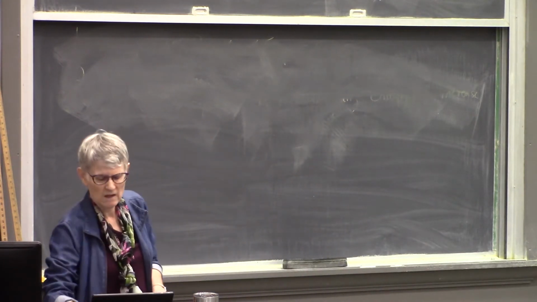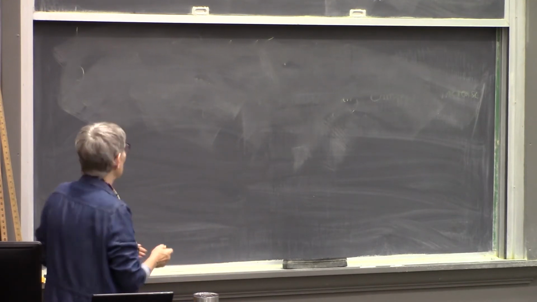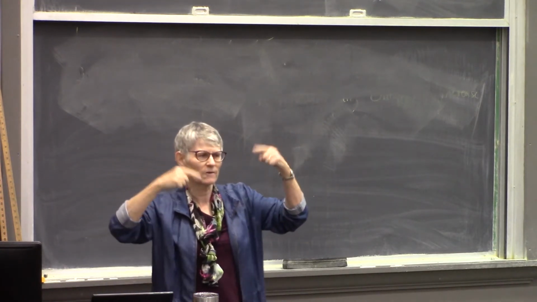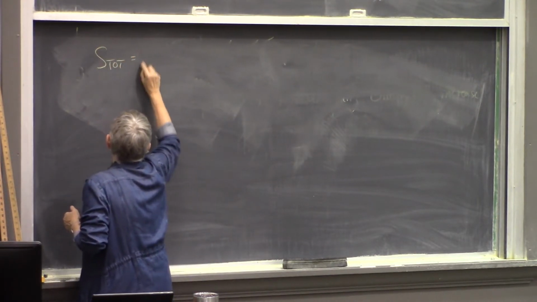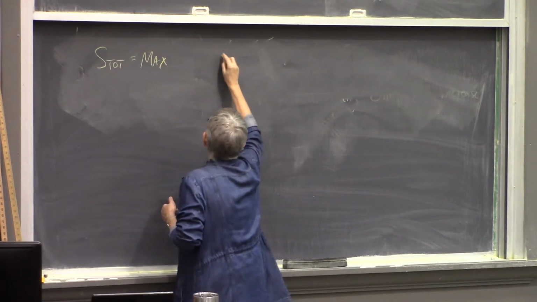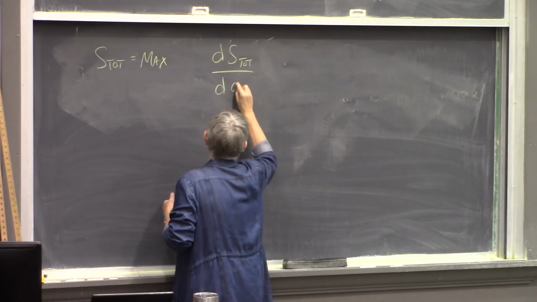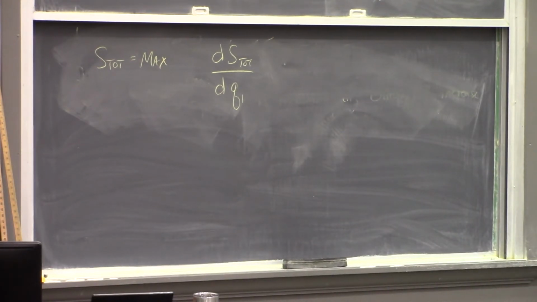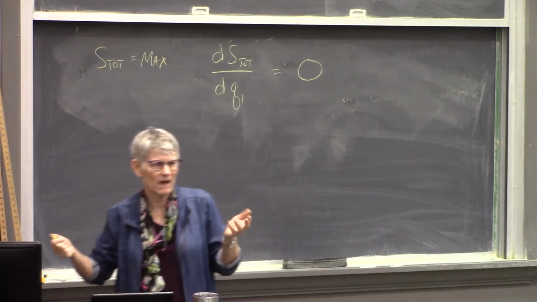Okay, so let's run with this a little bit. Since entropy is a maximum at this particular division of energy, the total entropy, so we know that the rate of change of entropy with respect to Q1, which is the amount of energy in block 1, has to equal 0, because that's the slope of that curve at that point, right?